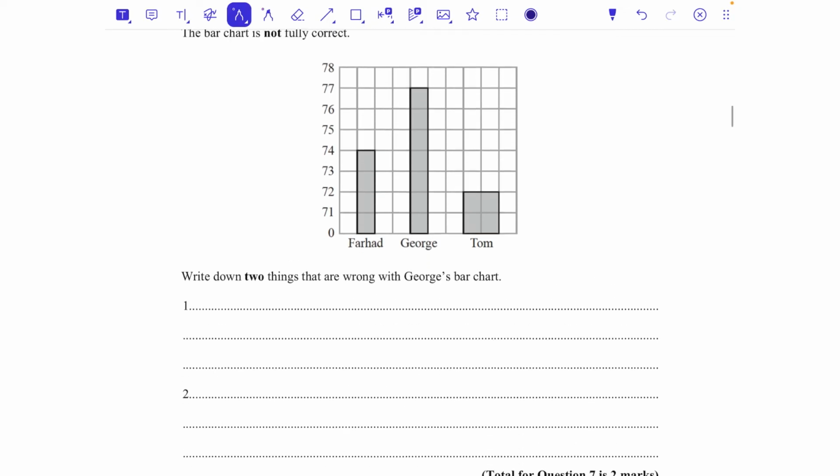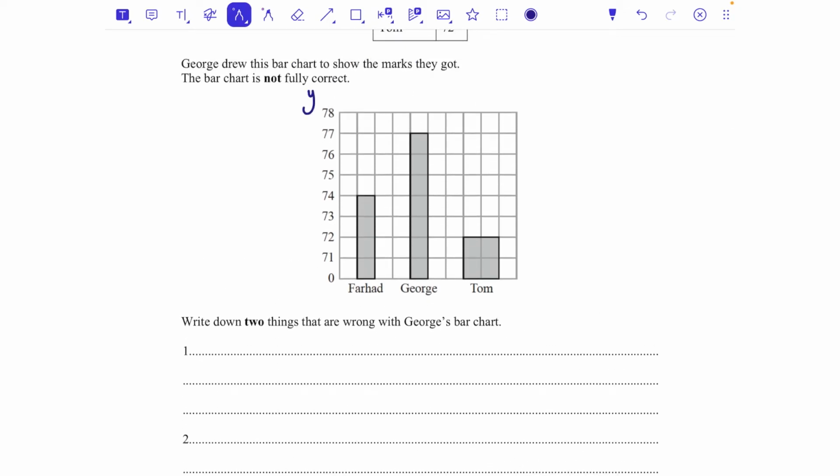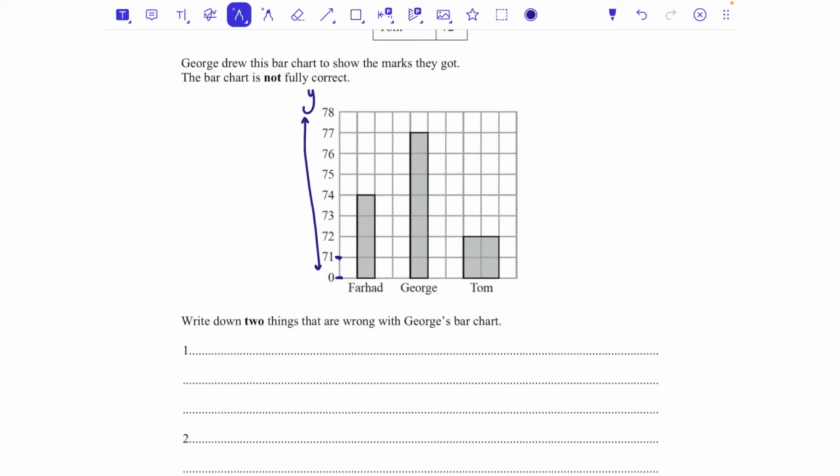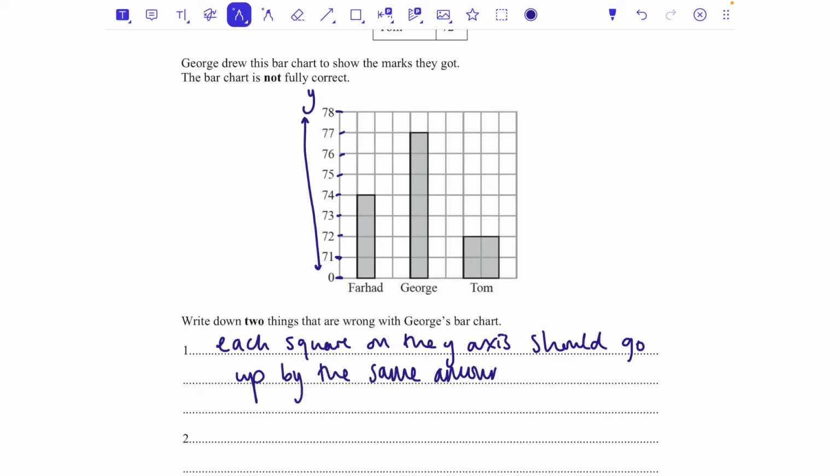So the first thing I would always check is the y-axis. Now the y-axis is this axis here, and we can see that because this is 0 and this is 71, that square goes up by 71, and then we go up in 1s, 72, 73, 74, 75, 76, 77, 78. So we're not going up by the same amount each time. So the fact that it goes from 0 to 71 is misleading, and that square is worth more. So each square on the y-axis should go up by the same amount each time, or each square.